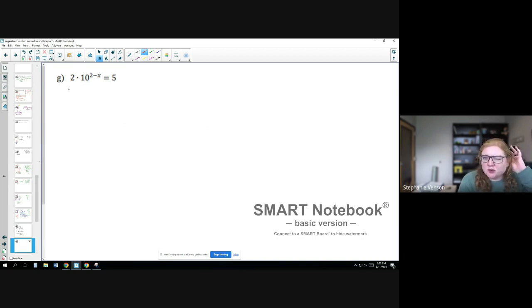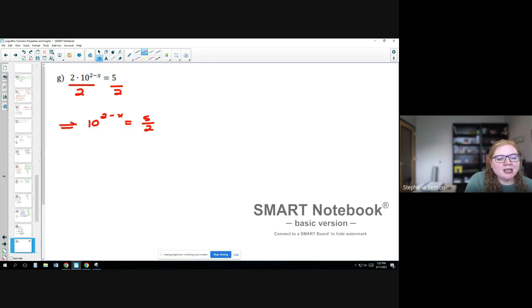I definitely can't write those as the same base, so I'm going to proceed as I did in example F, where I take the exponential equation and rewrite it in its logarithmic form so that I can solve. But before I do that, I need to get the base of 10 by itself on the left-hand side. So I'm going to divide both sides by 2. Now I have 10 raised to the 2 minus x is equal to 5 over 2.